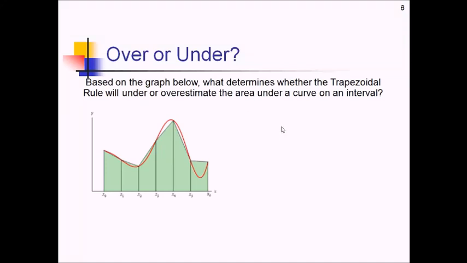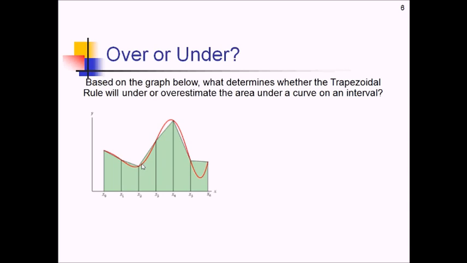Now that we've used trapezoidal rule a couple times, we're going to take a look, as we did with the LRAM and RRAM, at whether this over or under approximates various curves. So take a look at this graph on which trapezoidal rule is being used and see if you can figure out what determines whether we have an over or under approximation. You think you've got it?